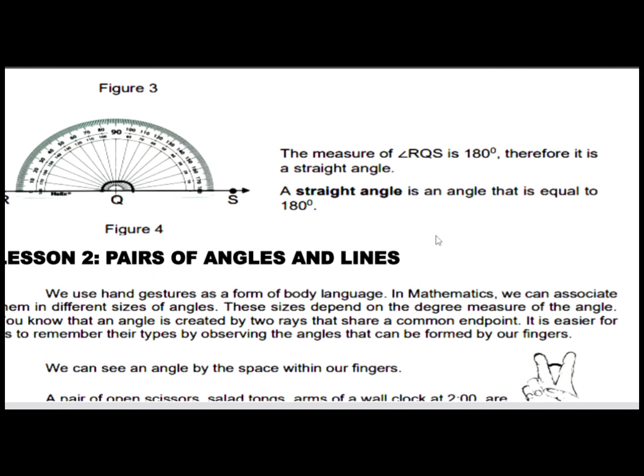Last figure, we have angle RQS. So, the measure of angle RQS is 180 degrees. Therefore, it is a straight angle. So, ano ba yung straight angle? It is an angle that is equal to 180 degrees. So, kaya siya tinawag na straight angle kasi nag-form siya ng straight line.